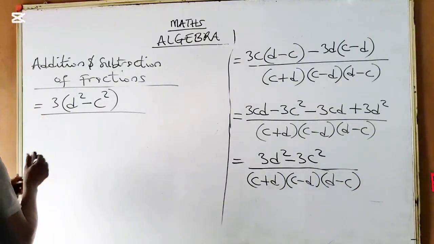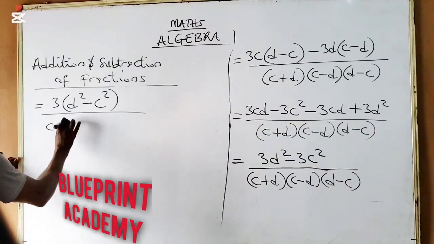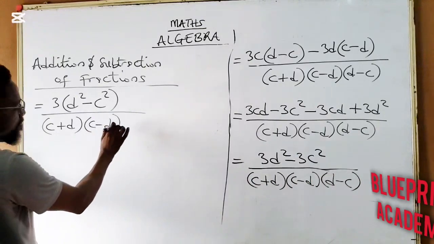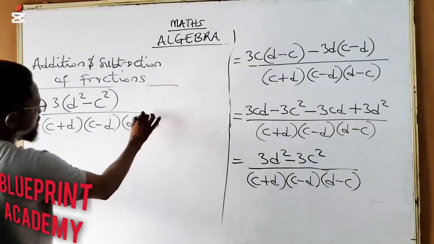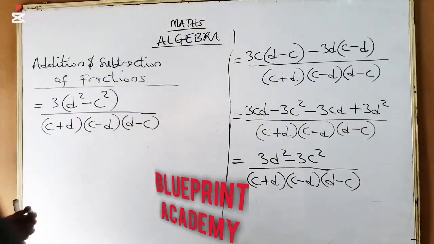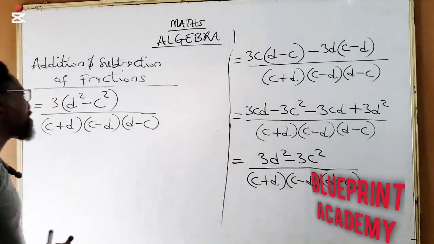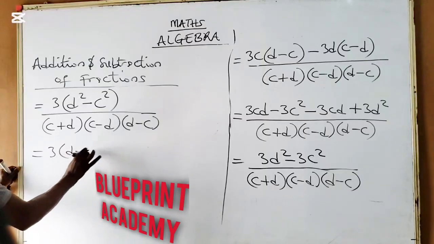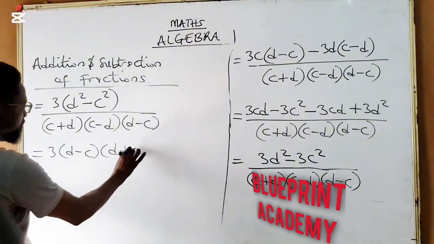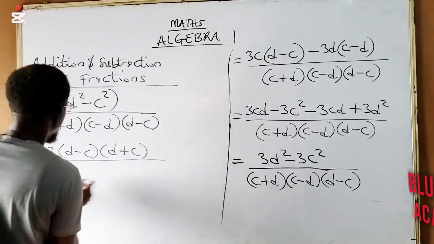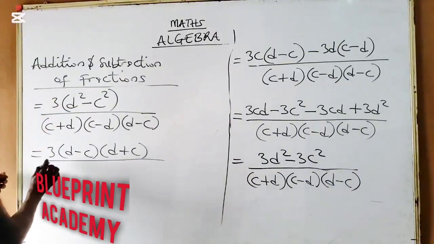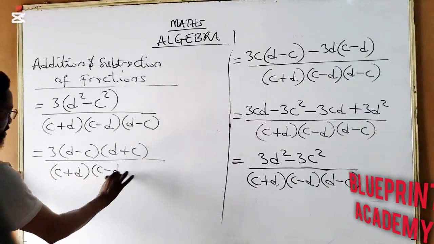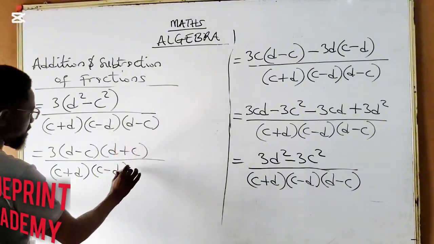So now we can cancel what we have in the denominator. We have c plus d, we have c minus d, we have d minus what? C. So now this one, we apply difference of two squares again. So this one gives us 3 into d minus c, d plus c. Then the denominator, we have c plus d, then we have c minus d, then d minus c.